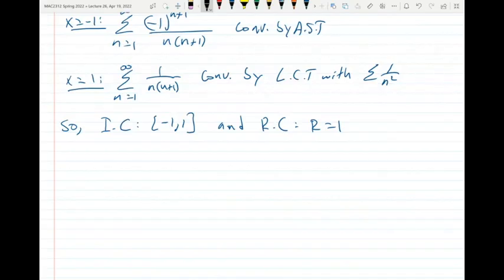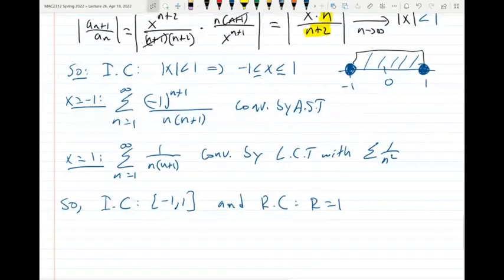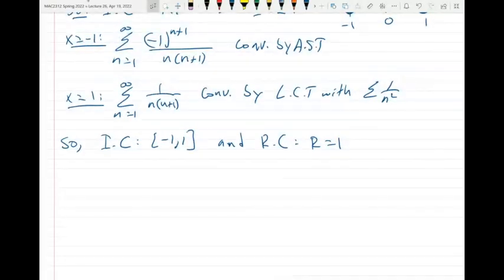I already presented to you e to the x. You need to know that the power series of e to the x is the sum of x to the n over n factorial, so you can recognize it. You need to know the arctangent and the natural log, which we are going to get now. Once we talk about Taylor series, you're going to get sine, cosine, the elementary functions that you usually work with. You're going to get power series for those.